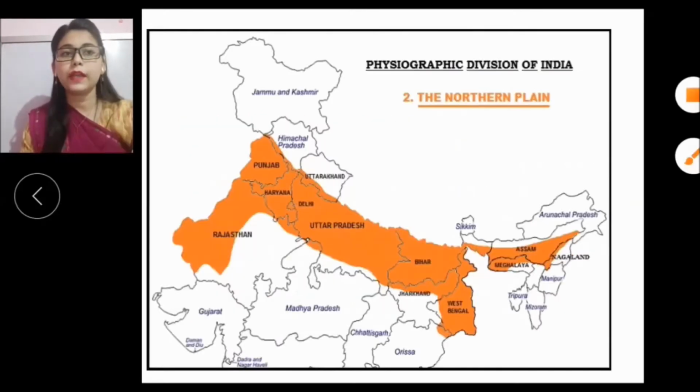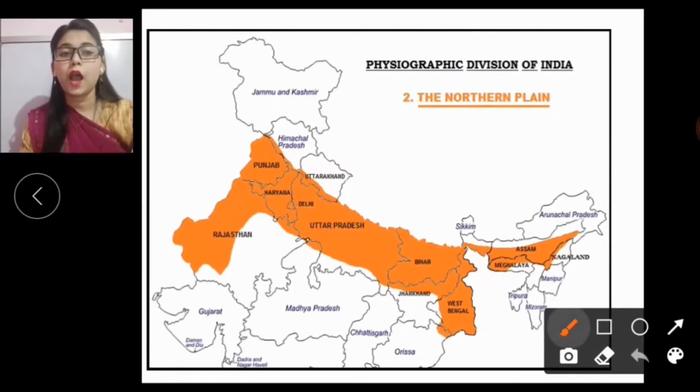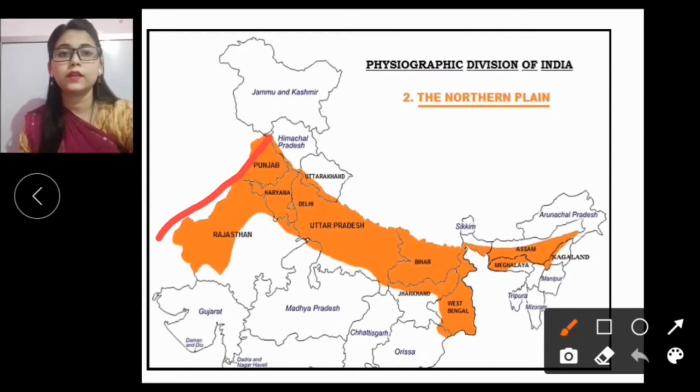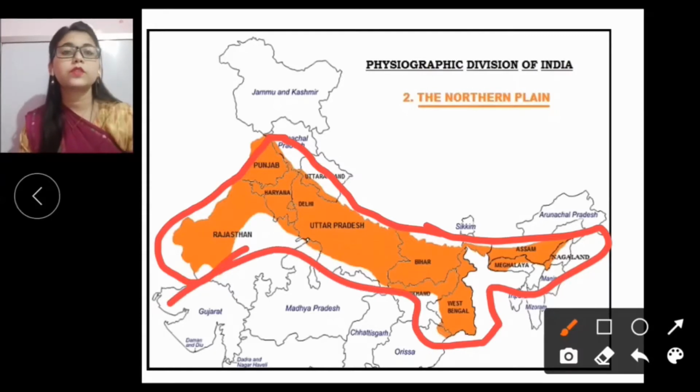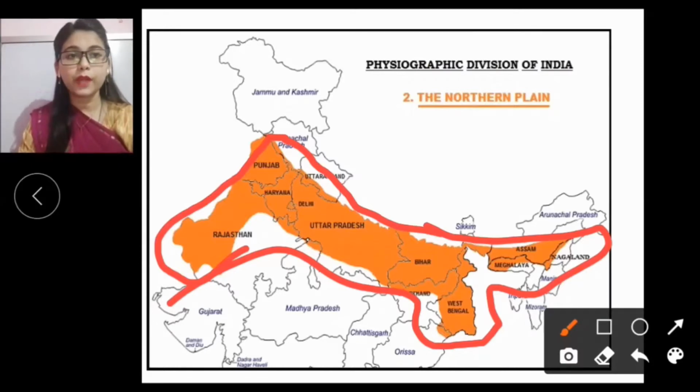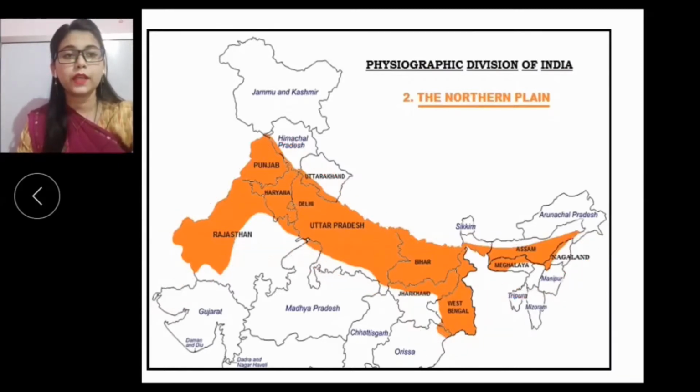Now let me show you how much part is covered by the northern plains. Here, students, you can see Rajasthan, Punjab, Haryana, Delhi, Uttar Pradesh, Bihar and Assam, Meghalaya, West Bengal, Jharkhand. This part is coming in the northern plains. Okay, now let's move further.